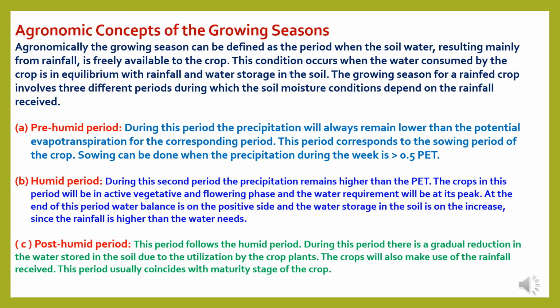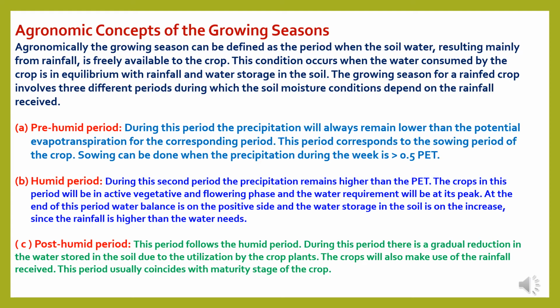Now we will study about agronomic concepts of the growing seasons. Agronomically, the growing seasons can be defined as the period when the soil water, resulting mainly from rainfall, is freely available to the crop. The conditions occur when the water consumed by the crop is in equilibrium with rainfall and water storage in the soil.